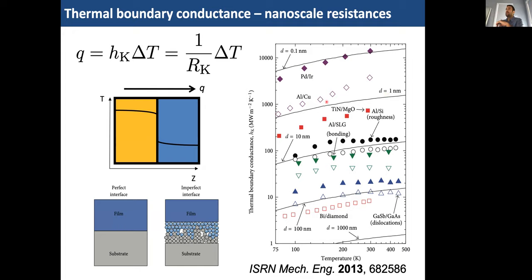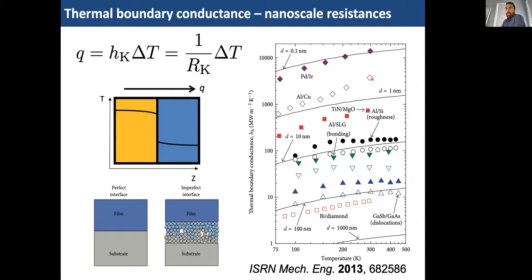Okay, so what's that mean? That means for an aluminum copper interface at room temperature, the thermal boundary conductance, the resistance of that interface, poses just about as much resistance as less than a nanometer of silicon dioxide. That's not that big a deal.